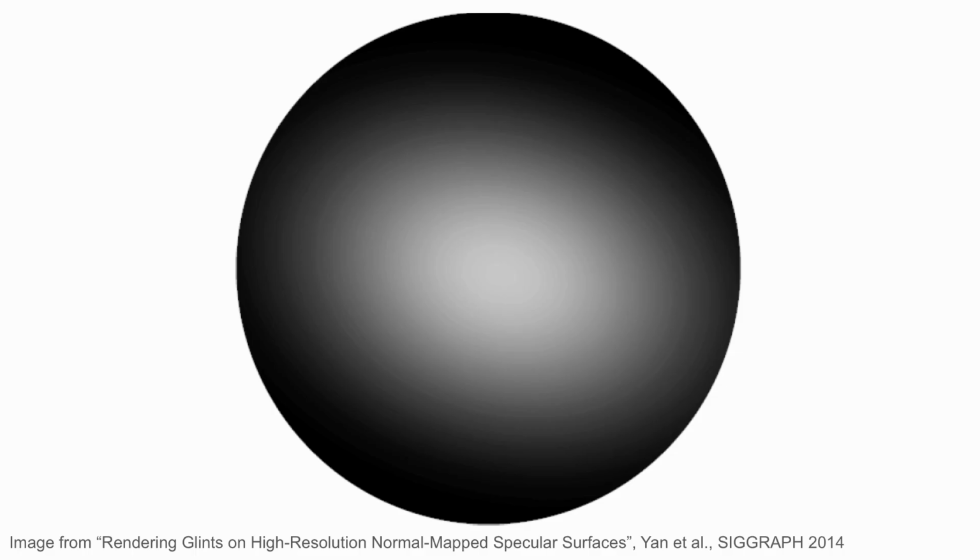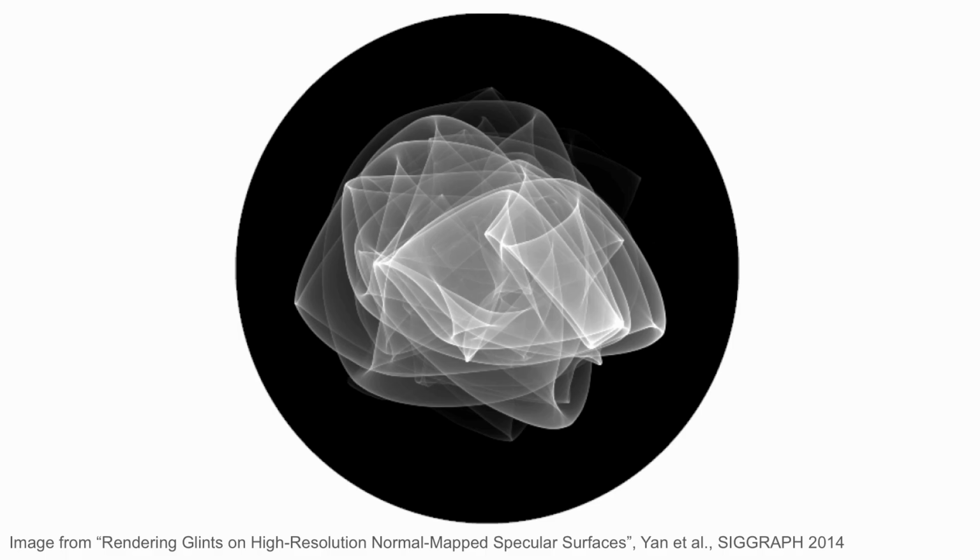You get something that looks like this. And that's obviously very different. Trying to model this with this blob is going to lose you something. And what you lose is this characteristic glinty appearance that the paper was addressing.